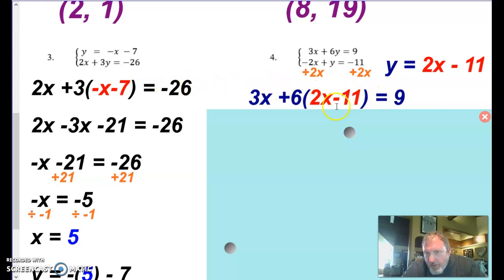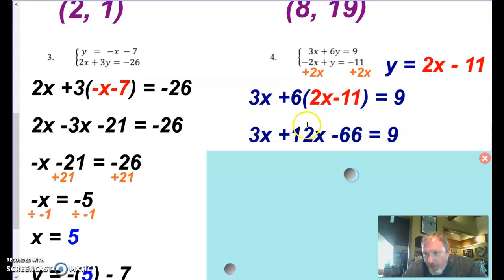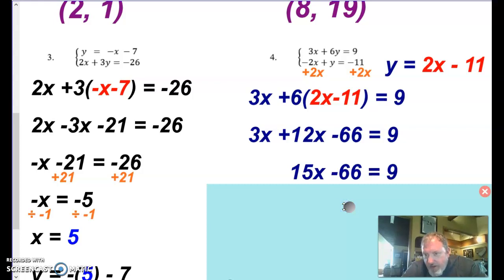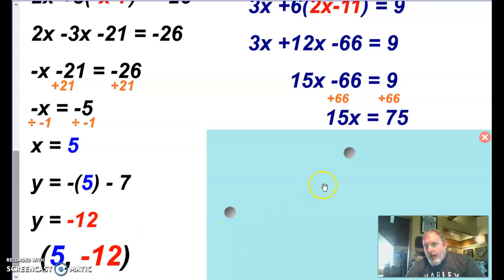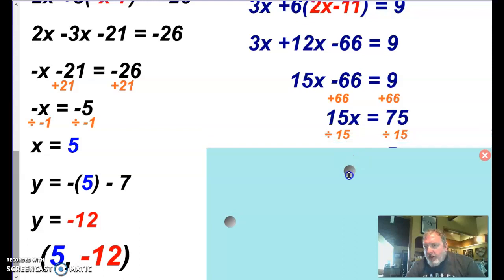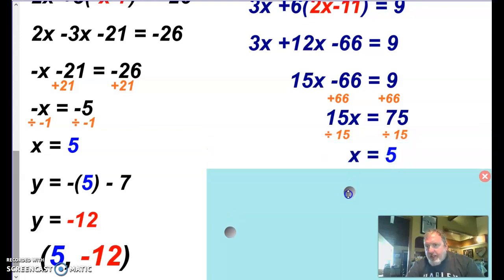Very similar to number 3, we have to distribute. So 6 times 2x will be 12x right there, and 6 times -11 will be -66. We can add our common terms there, so 15x. And then we will go ahead and add 66 to 9 to get 75. And now that we have 15x equal to 75, our last step, we can divide by 15 and get x equal to 5.